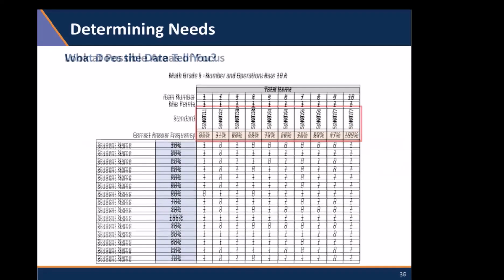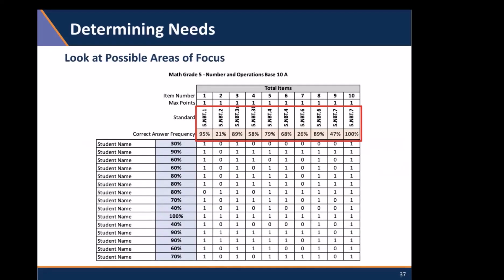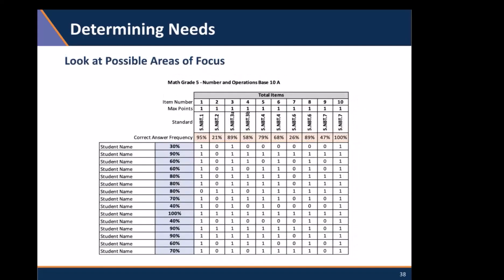We're taking a look and seeing that our standards are listed here. We're taking a look at the correct answer frequency for our standards. So we're seeing how the class, again, is doing as a whole. We can definitely see how students are doing individually, but for now, we're putting it all together. So based on these standards, how are our students doing? If we take a look, we can quickly see that these two standards, 5.NBT.2 and 5.NBT.6, seem to be where students are struggling the most as a whole.